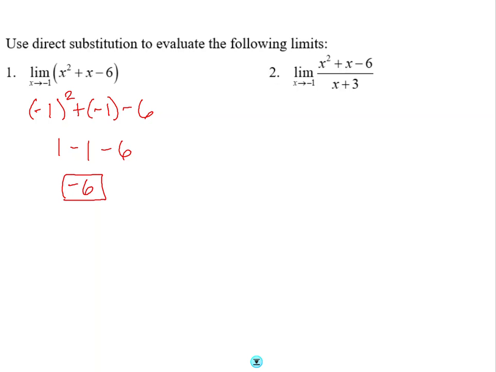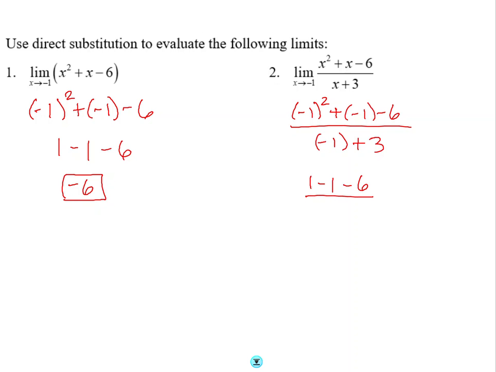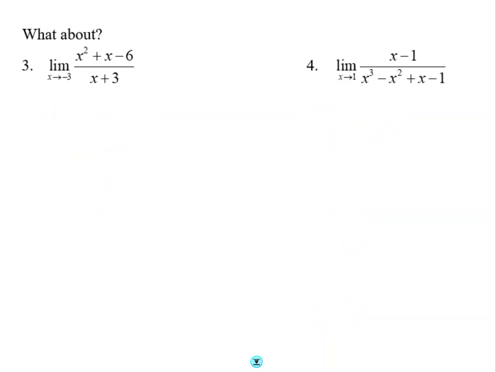For the second example, we have the limit as x approaches -1 of (x squared plus x minus 6) over (x plus 3). Again, we can start by trying direct substitution. So here we would have (1 minus 1 minus 6) over (-1 plus 3), or -6 over 2, which is -3. But let's look and see what happens in these situations.